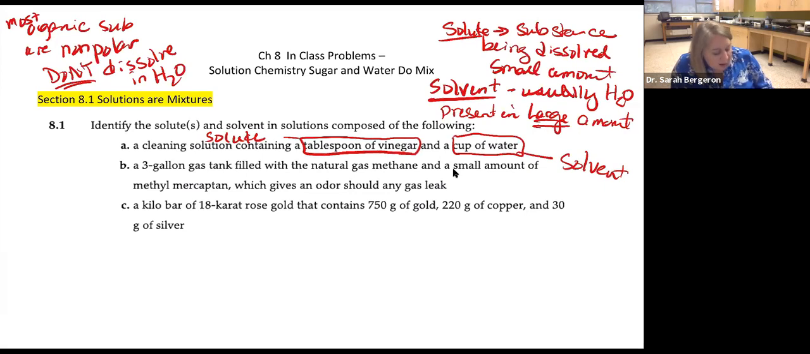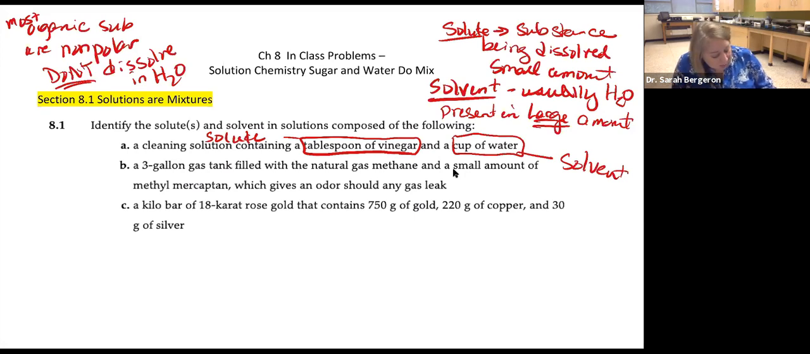A 3-gallon gas tank is filled with natural gas methane and a small amount of methyl mercaptan, which gives an odor should any gases leak. That's why natural gas stinks. You don't actually smell natural gas, so they put something in it so that you can smell a gas leak. Otherwise, it would be completely undetectable before it was lethal.